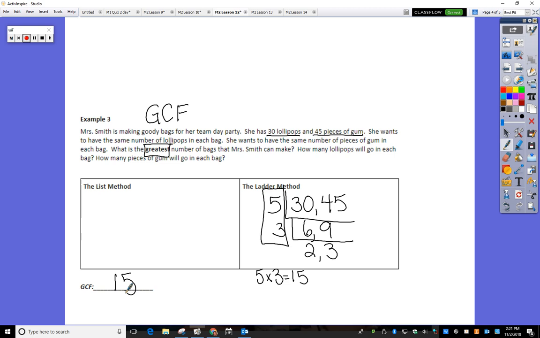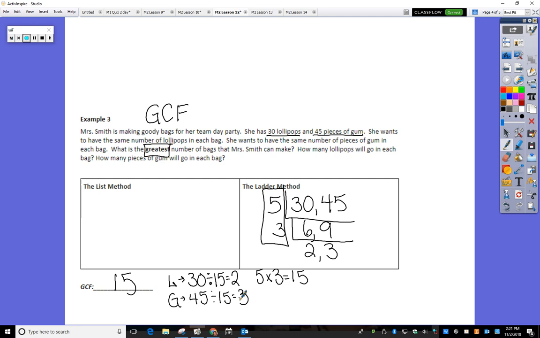It's now asking how many lollipops will go in each bag and how many pieces of gum will go in each bag. Two different ways you can do this. For the lollipops, you would take the number of lollipops and split them up over the number of bags, which is 15, and get 2. For the gum, you would take the total pieces of gum, divide it up by the number of bags, and get 3 pieces of gum in each bag.